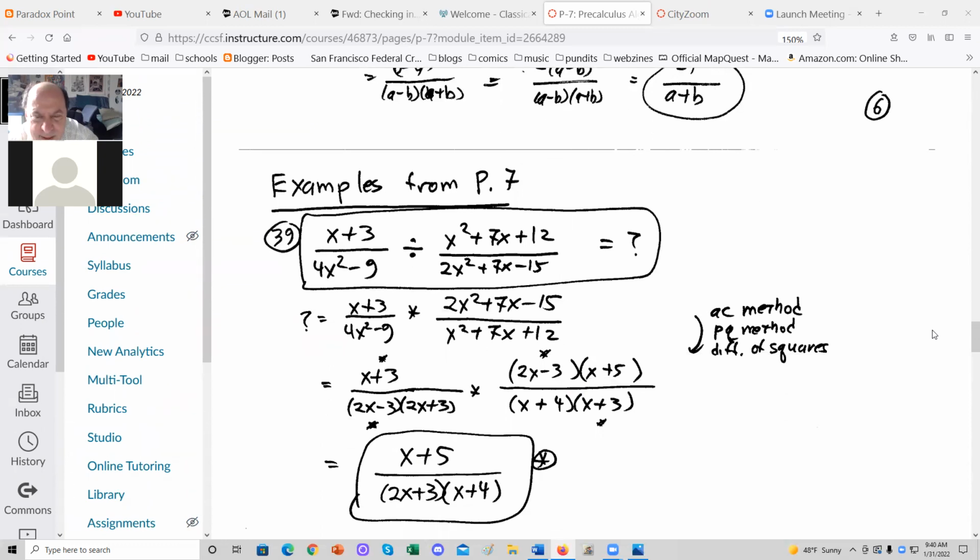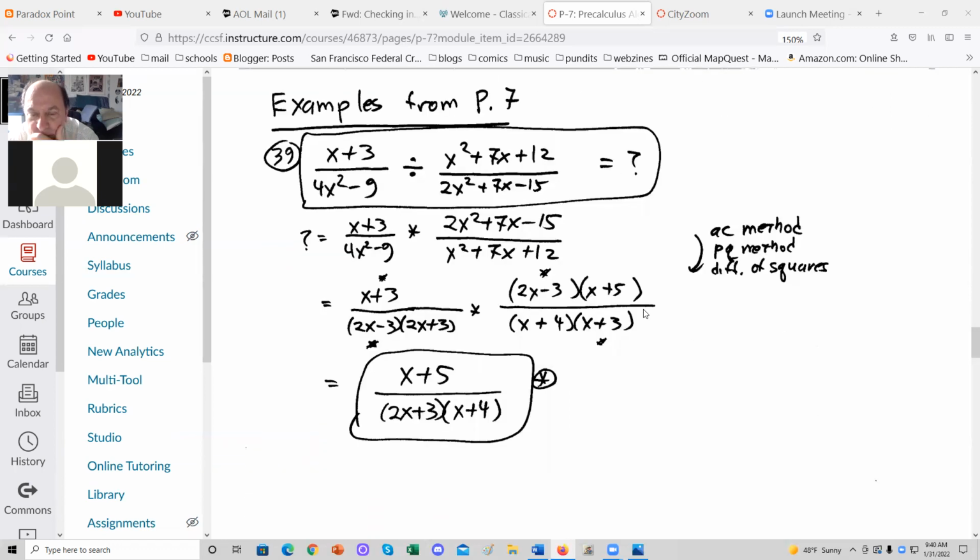Here they're being deliberately complicated, and therefore so must I. x plus 3 over 4x squared minus 9, divided by this mess: x squared plus 7x plus 12 over 2x squared plus 7x minus 15. Okay, the first step is to take the second fraction and invert it, flip it, and thus turn the divide into a times.